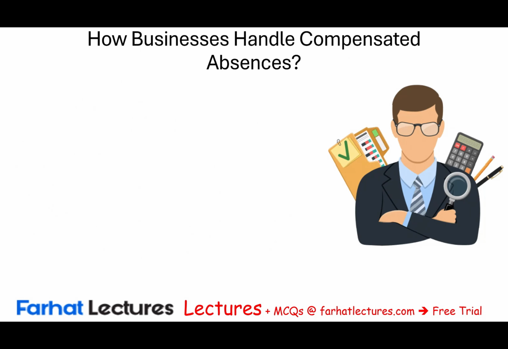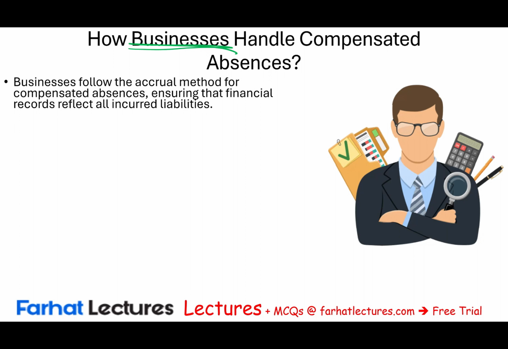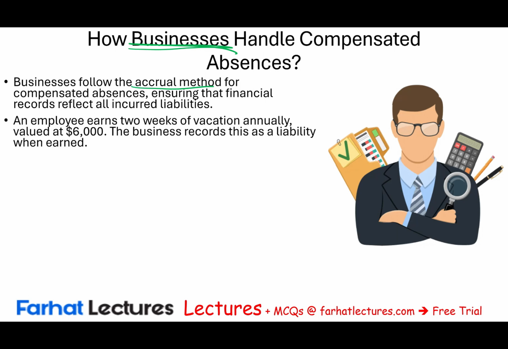But it's always good to start by looking at the private sector, the businesses, because if you're listening to this recording, most likely you know how private businesses account for this from an accrual perspective. Businesses follow full accrual for compensated absences to make sure all financial liabilities are reported. An employee earns 2 weeks of vacation annually valued at $6,000. If you work that year and you earned the 2 weeks, the company is responsible for $6,000. That particular year, they will debit $6,000 of expense. They will credit $6,000 of payable, and now they have the liability recorded and the expense on the income statement.